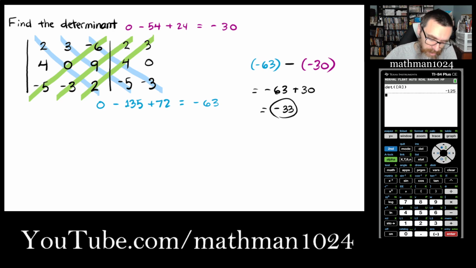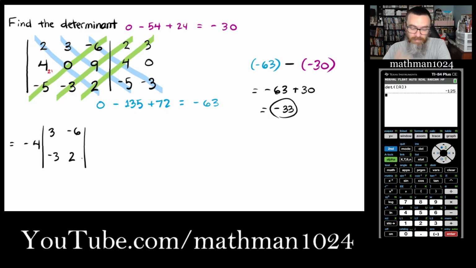Keep in mind what these terms are. So this is the second row and the first column. So 2 plus 1 is 3. That's odd. So we're going to start off with doing the negative of that sign. So negative 4 times the determinant. As we've seen before, kill that row, kill that column, and you write what's left over. So it'd give me 3, negative 6, negative 3, 2.